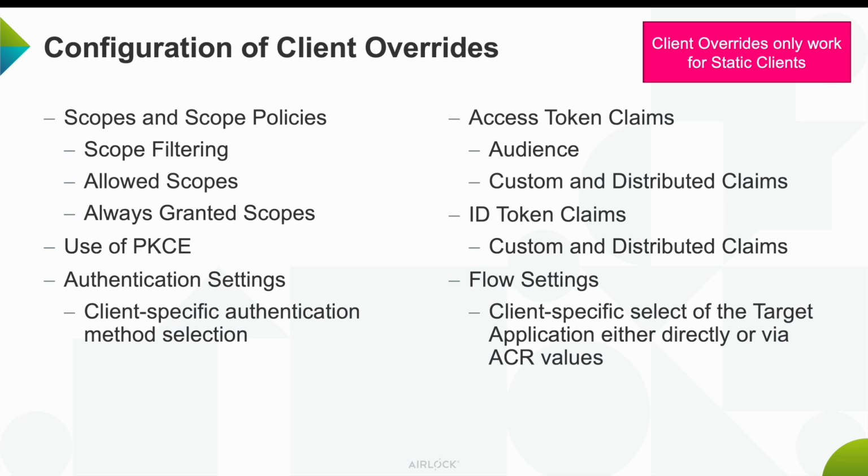In the authentication settings, you can set client-specific authentication methods. So some clients may continue to use client ID, client secret, others could be using private key JWTs. The content of claims in tokens could be changed. You could have overrides for custom and distributed claims for both access and ID tokens. And in the access token, you can also override the audience so that it becomes client-specific.